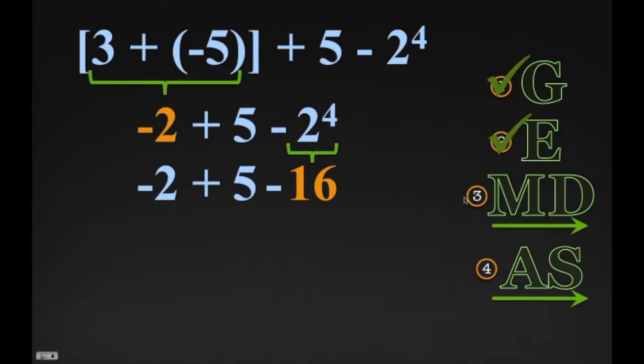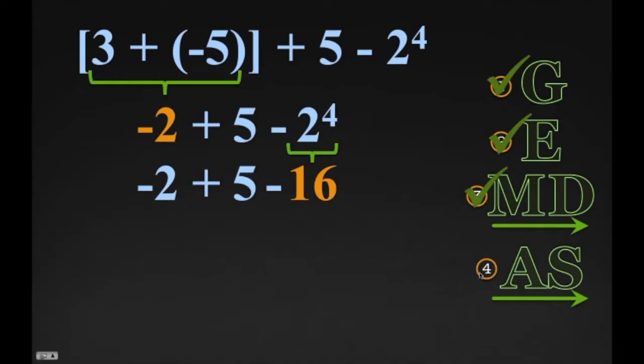On to step 3, multiplication or division. Remember, this step is done from left to right, whichever we see first. We may have to multiply first, we may have to divide first, but that depends on whatever we see. So when you get to step 3, always start at the left of the expression, and just look to the right. There isn't any multiplication or division at all, so we're done with step 3.